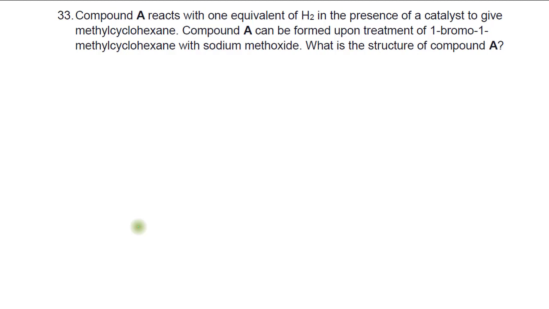All right, so compound A reacts with one equivalent of H2 in the presence of catalyst to give methylcyclohexane. So A plus H2 with catalyst, so we'll just call that Pd, is going to give us methylcyclohexane. And compound A can be formed upon treatment of 1-bromo-1-methylcyclohexane with sodium methoxide.